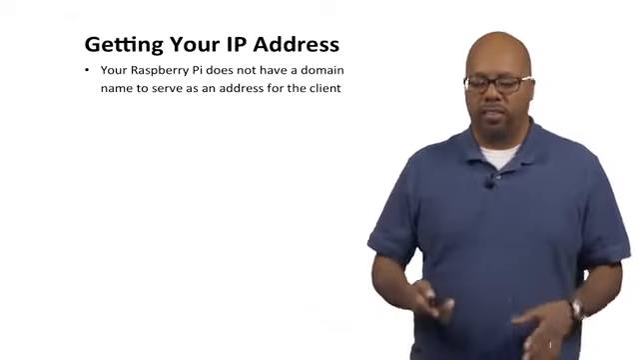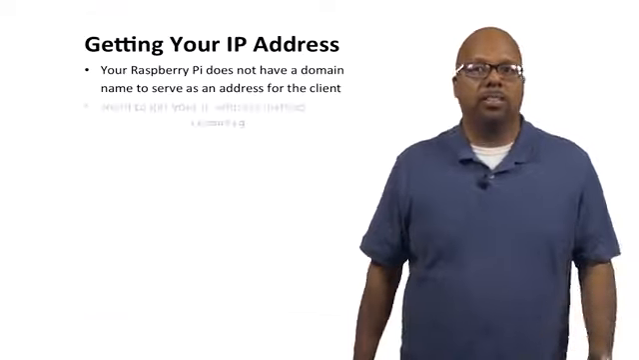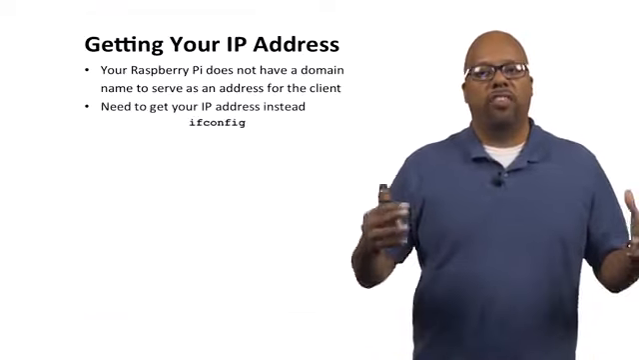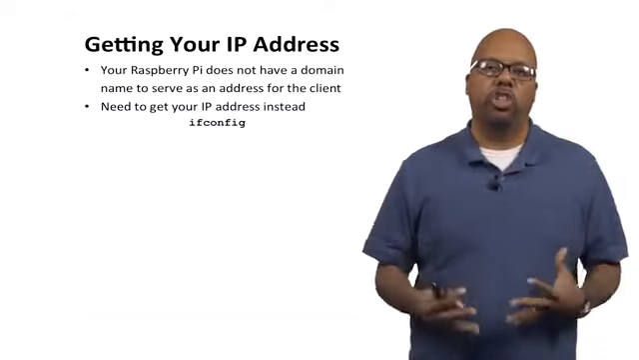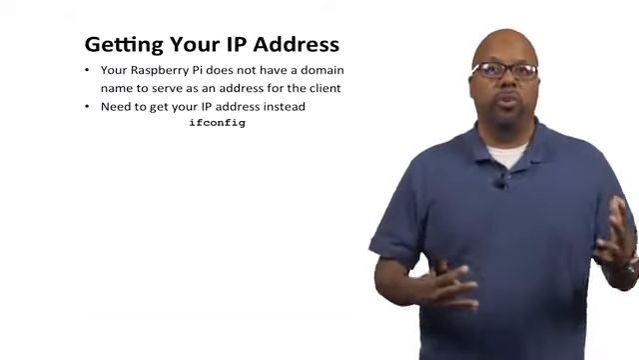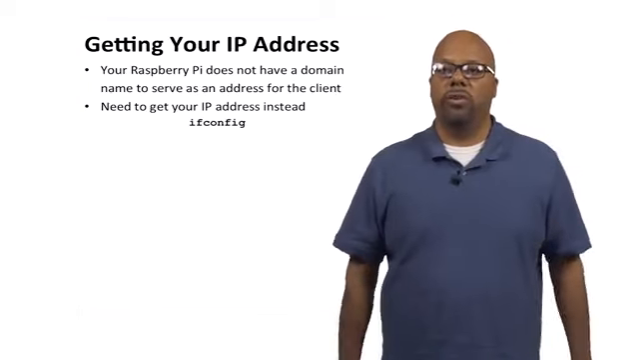So how do you find the address of your Raspberry Pi, or any Linux box, actually? You use ifconfig. There's a command called ifconfig. You type that at the command line, and it will show you, amongst other things, your IP address. So let's see what that looks like.